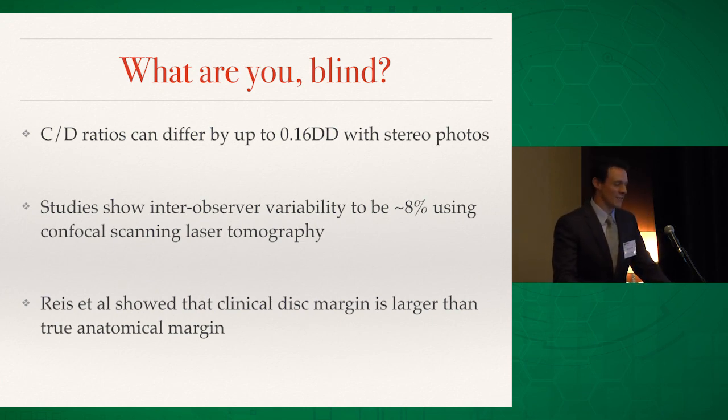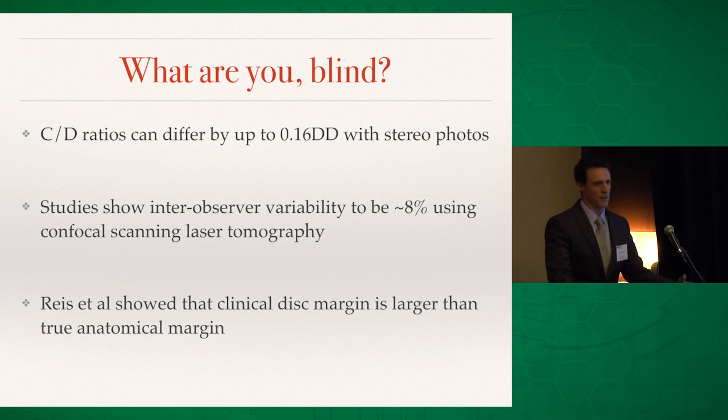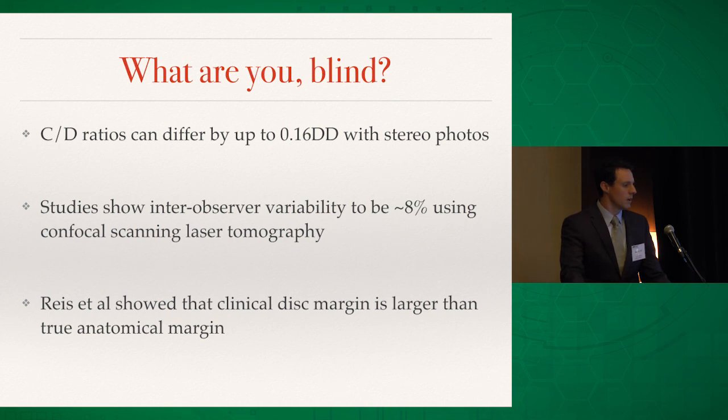But in reality, there are differences not only between residents, but even experts. There are studies that have shown that cup-to-disc ratios can differ by as much as 0.16 disc diameters with stereophotos, and even using more sophisticated technology such as confocal scanning laser, where you still have to manually delineate that outer margin, sometimes up to 8% difference. And that could be significant in patients with glaucoma where you're on the border about whether you want to treat them or not. Another recent paper showed that the clinical disc margin as mapped by physicians was typically larger than the true anatomical margin as delineated by OCT.